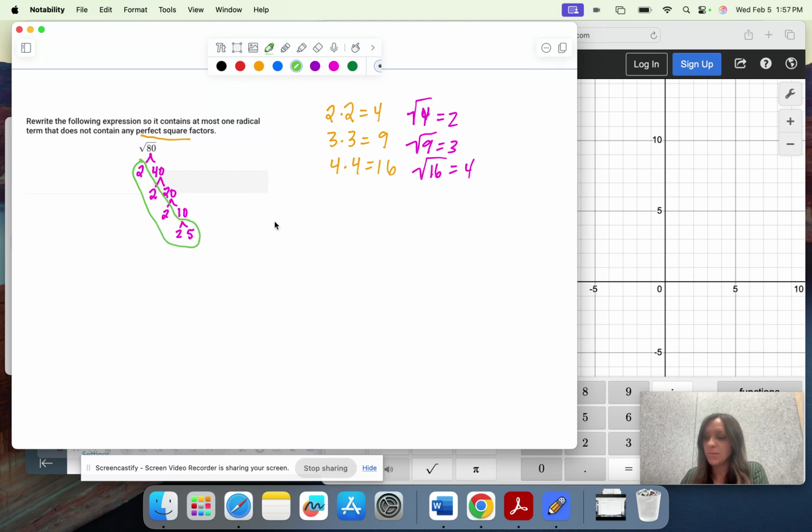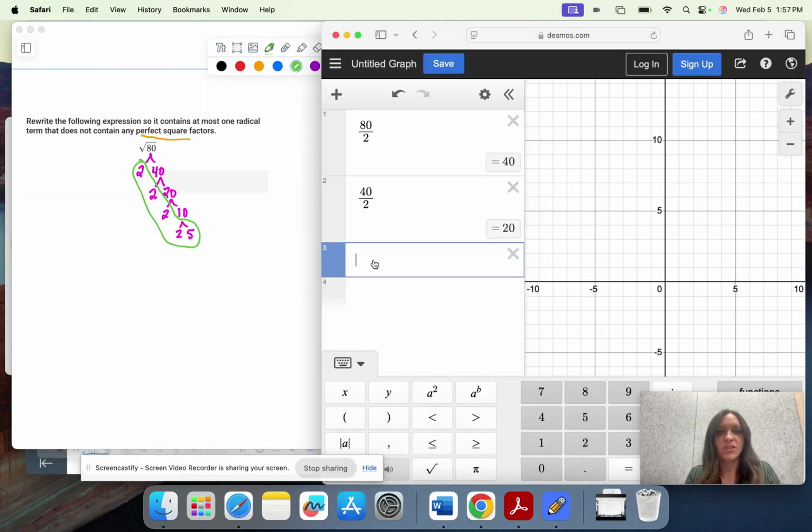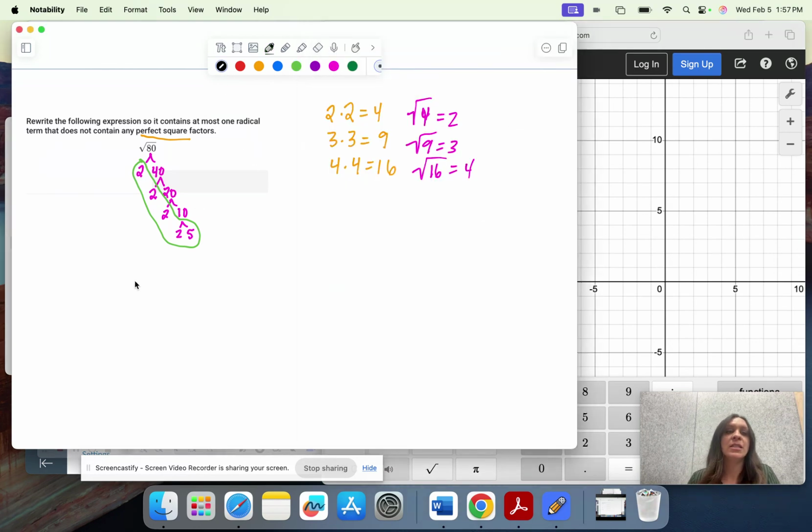And you can check and make sure that you did it correctly. So I have 4 2s and a 5. So if I take 2 times 2 times 2 times 2 times 5, I'm at 80. All I did is I'm rewriting it into 4 2s and a 5. And I want to take out perfect squares.